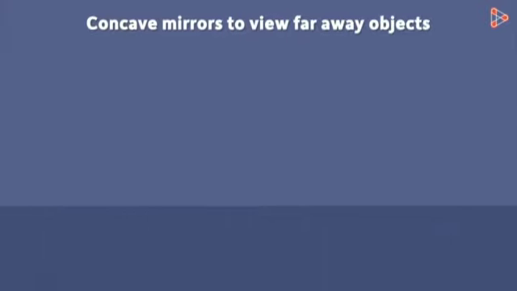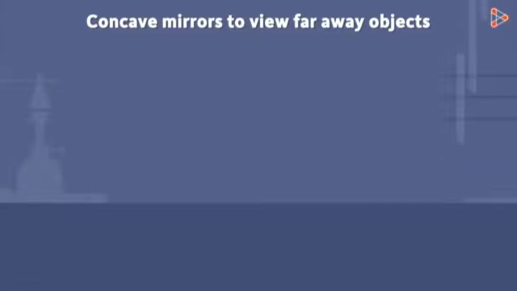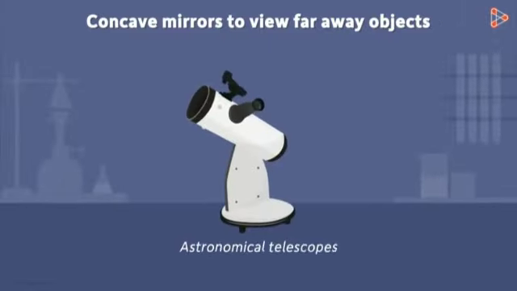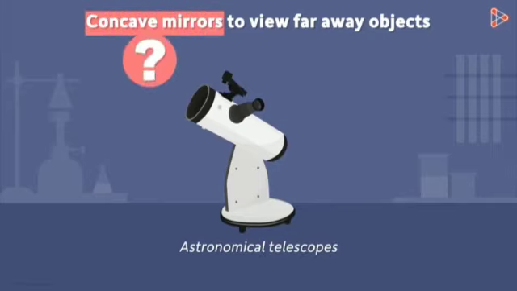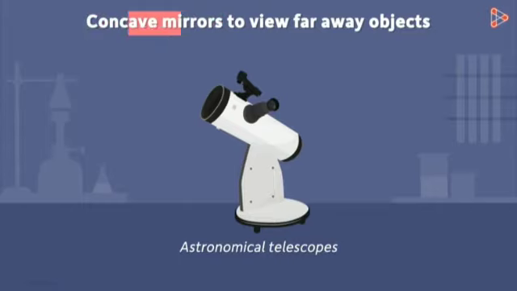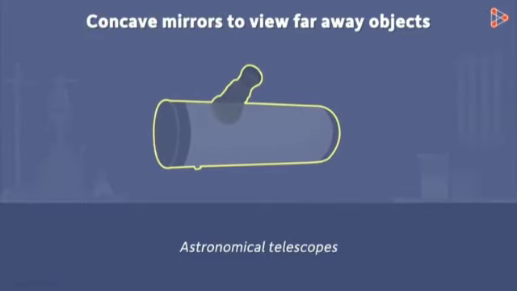Next, another application of a concave mirror, in order to view faraway objects. Concave mirror is used to view faraway objects, and I am talking about an astronomical telescope. You might have heard the name. How is a concave mirror used in a telescope?